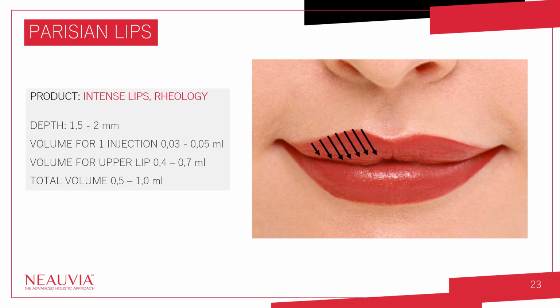Parisian lip augmentation technique. Injections are carried out vertically. Thanks to this, the filler falls into the central part. The lips are swollen like a child's, without too much vulgarity.